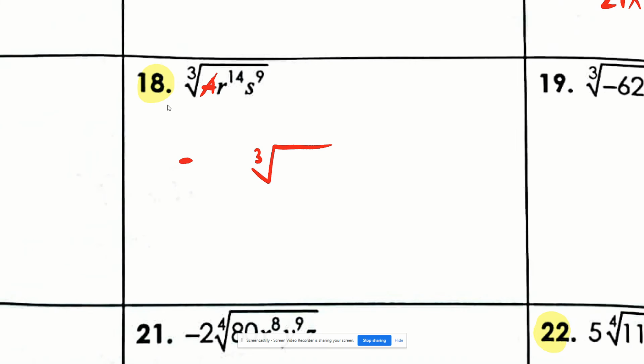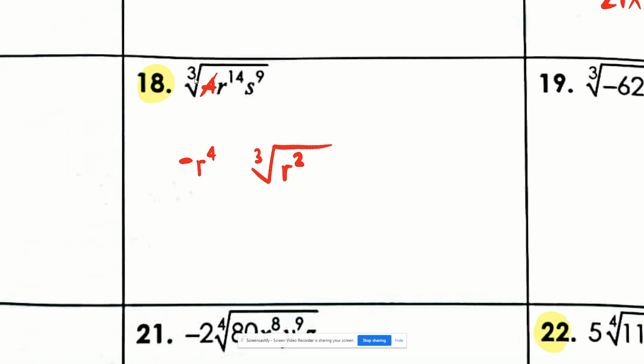And here we go. How many times will 3 go into 14? 3 goes into 14 4 times. So that means r gets to escape 4 times. Now, that's 4 multiples of 3. 4 multiples of 3 is 12. 4 times 3. If 12 escaped, but there were 14, how many are still left in there? 2. So r had to stay inside that radical twice, r squared.